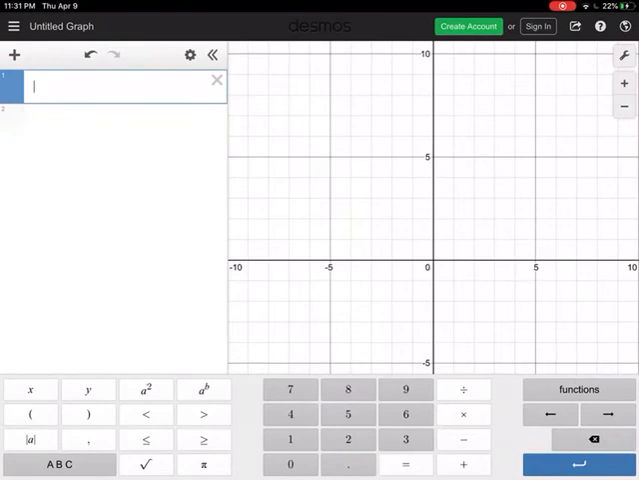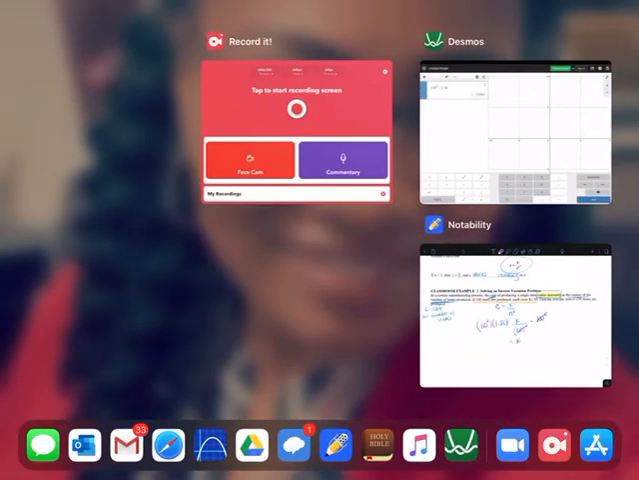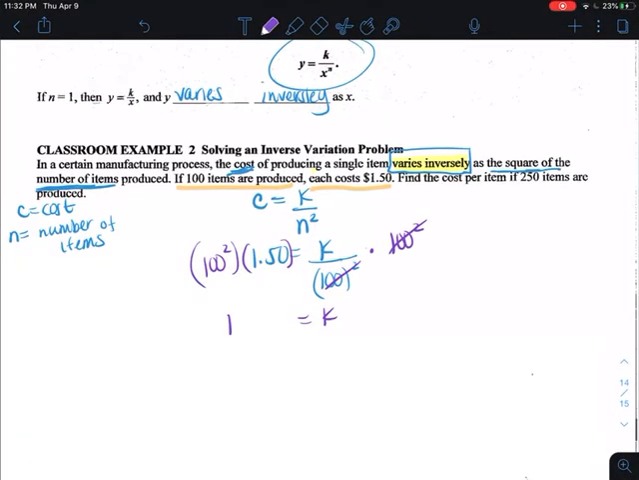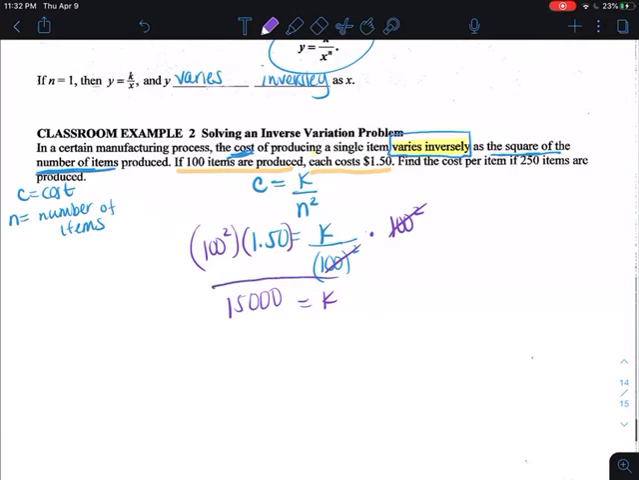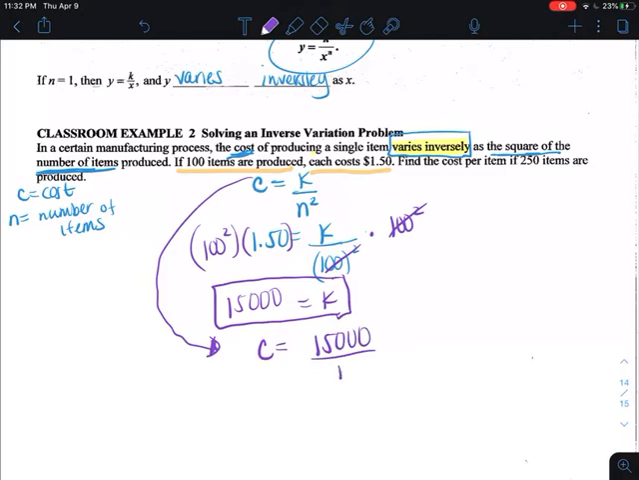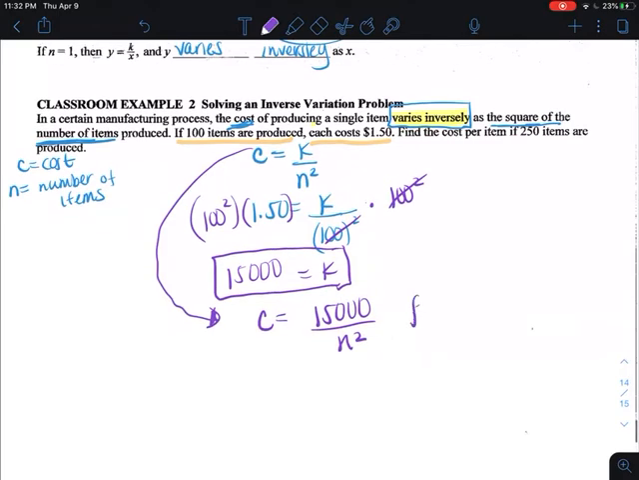So let's see, 100 squared times 1.50. So that's 15,000. So this is 15,000. That's my K value. So remember, once you get K, you'll be able to get the actual specific formula. So going back to the beginning, I'm going to take this equation and plug in 15,000 for K over N squared. So this is the formula. So you'll probably be asked for the formula.